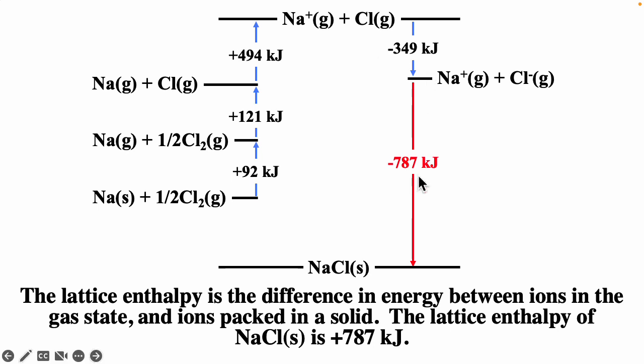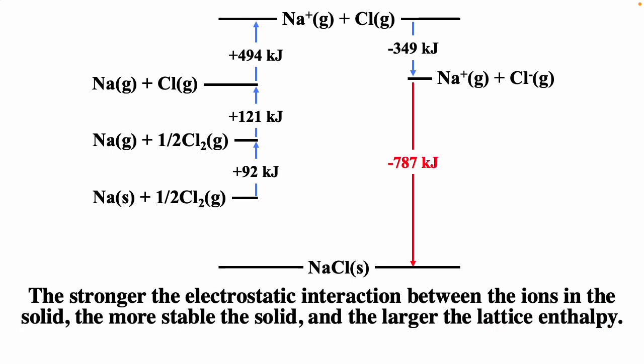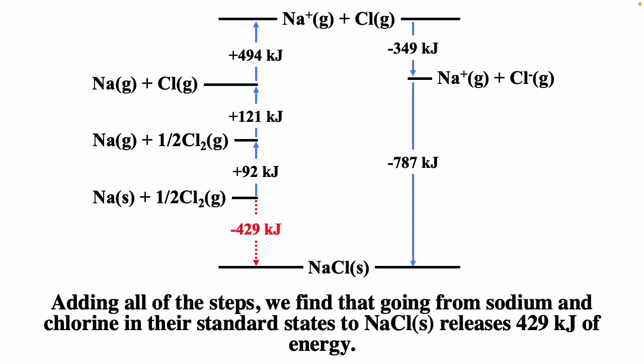Now, this is referred to as lattice enthalpy. Lattice enthalpy is actually going from the solid to the gaseous ions, and it gives you a measure of the strength of the ion-ion interaction. Now, the lattice enthalpy is always positive. It always takes heat to go from the ionic solid to the gaseous ions. The stronger the electrostatic attraction between the ions, the more stable the solid and the larger the lattice enthalpy. Also, the larger the lattice enthalpy, the higher the melting point.